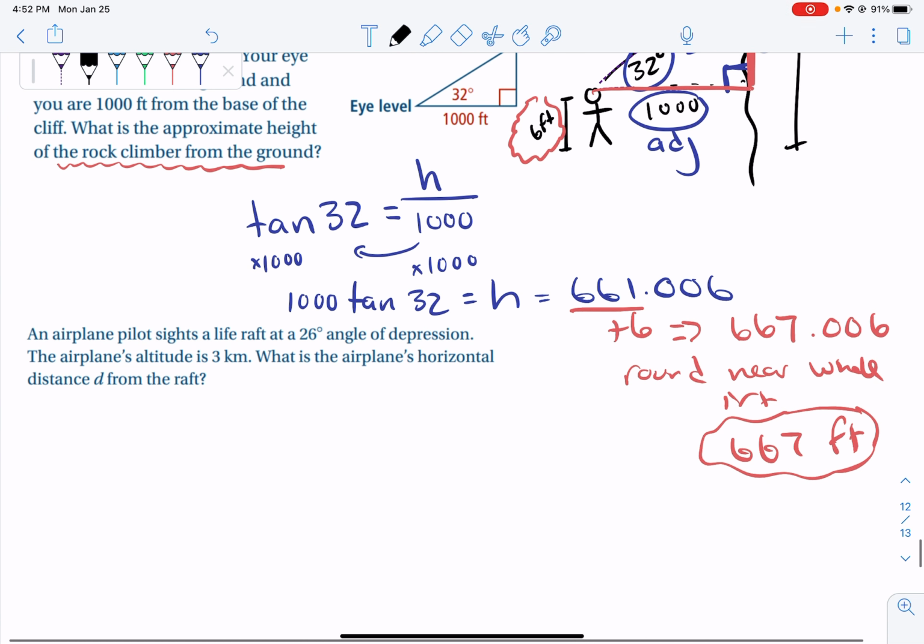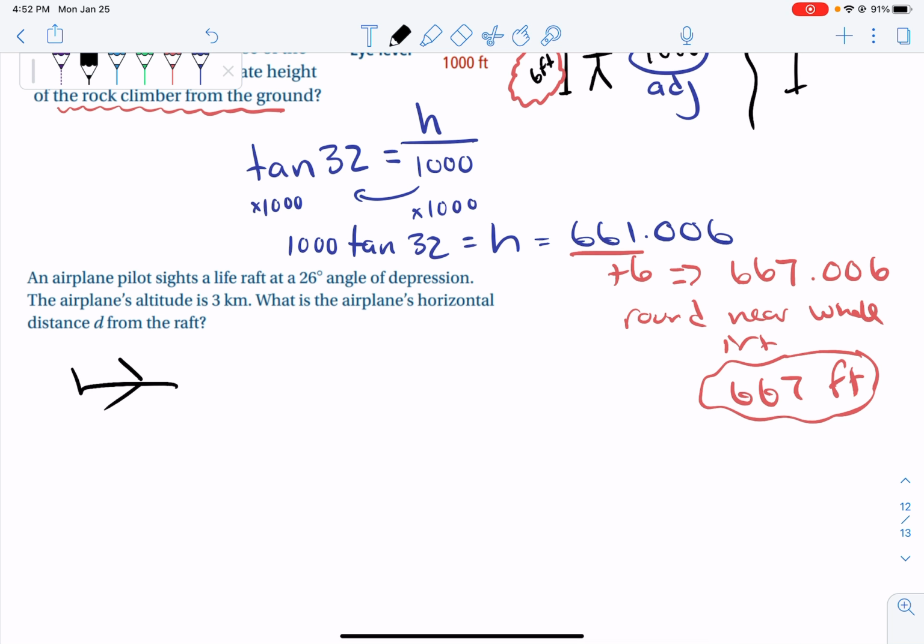The next one, an airplane pilot sights a life raft at a 26-degree angle of depression. Okay, so my airplane pilot. So here's my airplane. Do you like my stick figure airplane? It's actually a pretty good one, right? He sees a life raft.